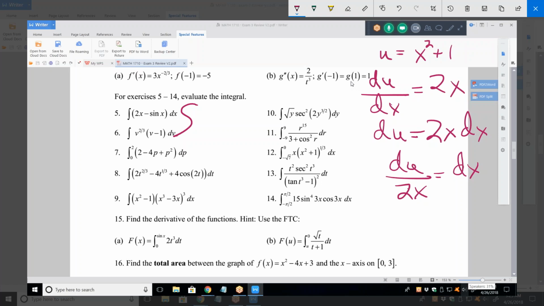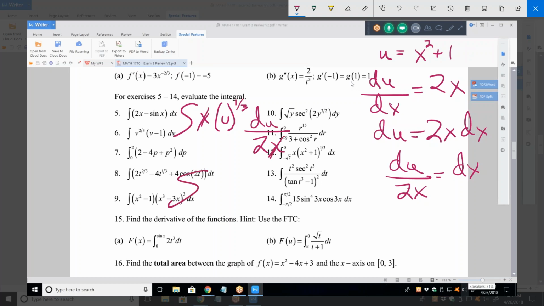Well, x is still x. This thing is now u. Keep going, give me the rest of it. And then 1/3, or raised to the 1/3. And then it's du over 2x. Which is magical, because now that x gets rid of that x.